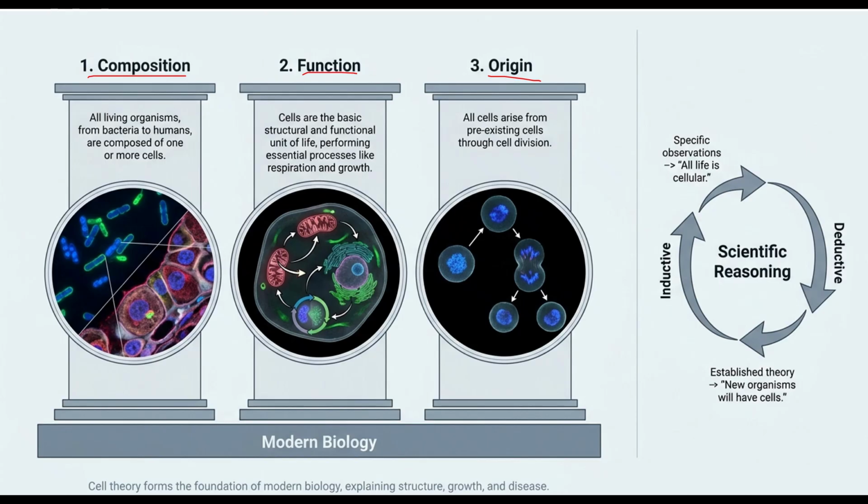So cell theory was developed through inductive reasoning, where scientists observed many living organisms and identified common cellular characteristics. Okay, so once established, the theory could be applied deductively to predict that any newly discovered organism would also consist of cells. So this relationship between observation and prediction highlights the scientific method in action. Okay, so the specific observation is that all life is cellular. This is what the theory says. Clear? So cell theory forms the foundation of modern biology, explaining structure, growth, and disease.